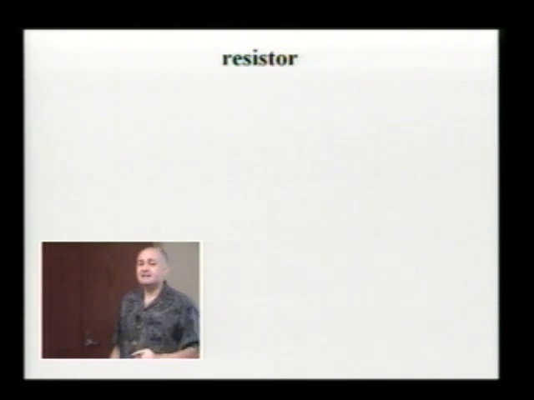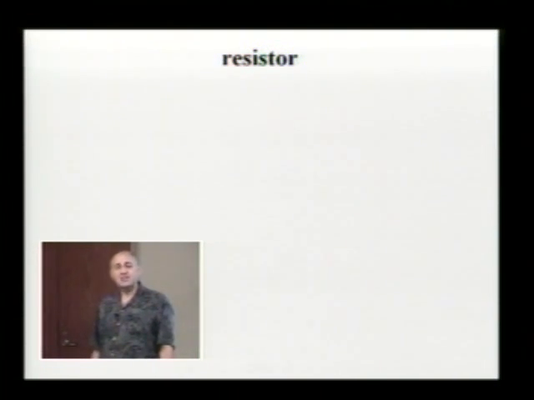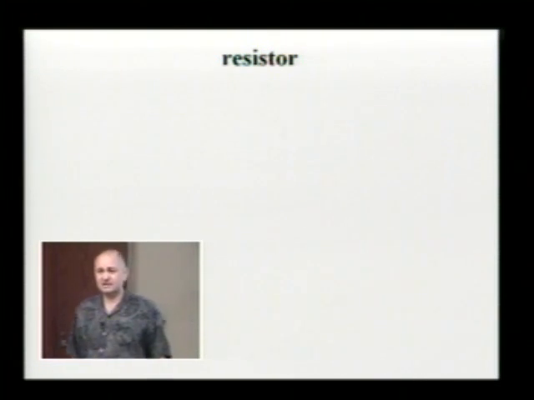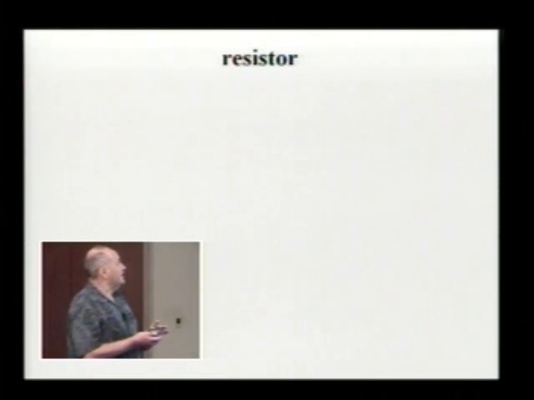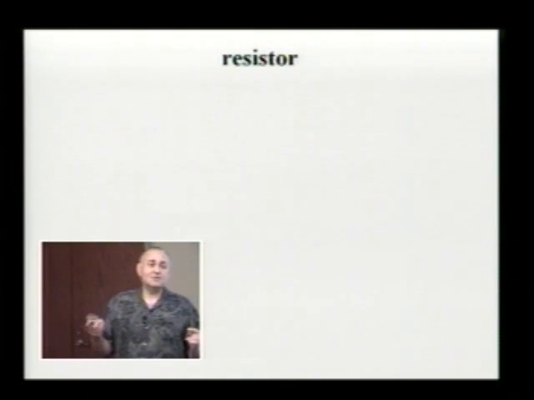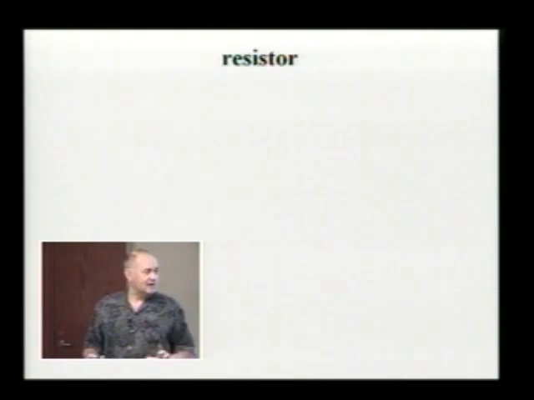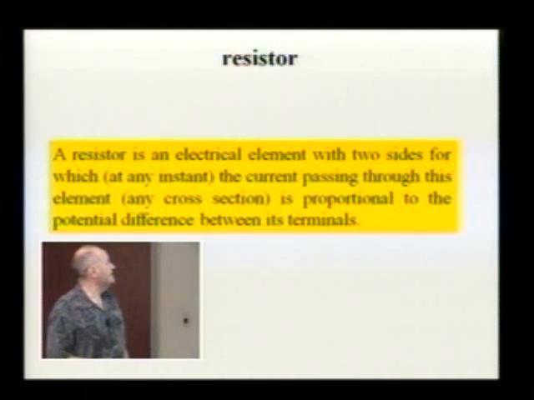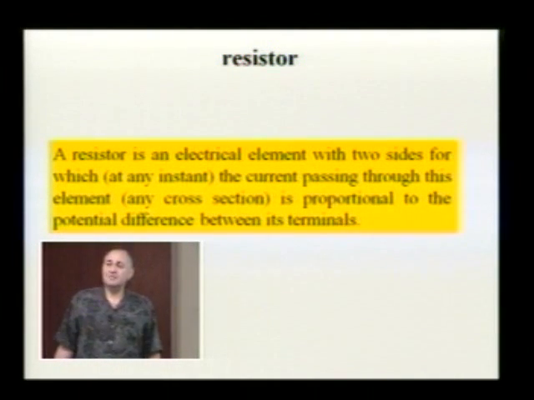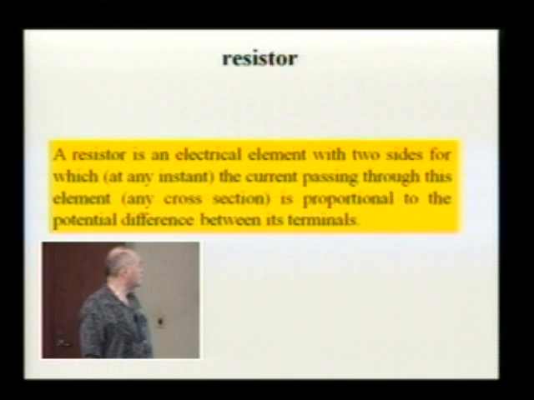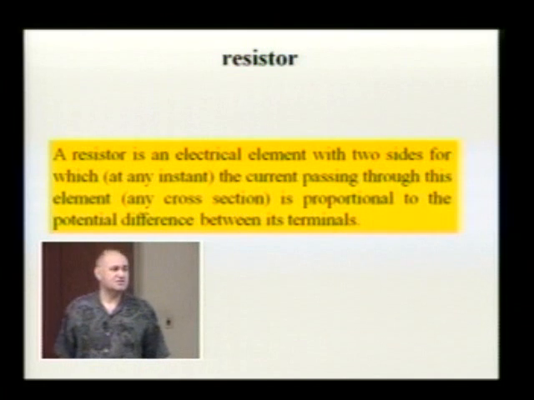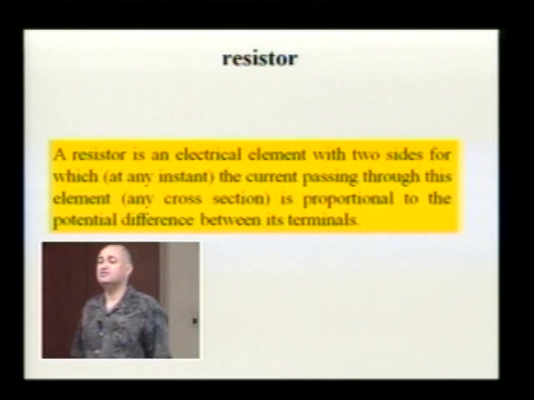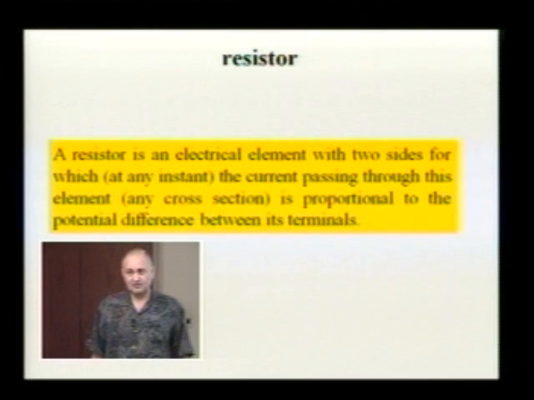All right. Now we are at the point to understand a second electrical device, very common in electronic circuits. It is called a resistor. And similarly to how we described capacitor, I want to describe a resistor. So a resistor is an electrical element which also has two sides, and at any instant, current flowing through the resistor is supposed to be proportional to the potential difference across the resistor.